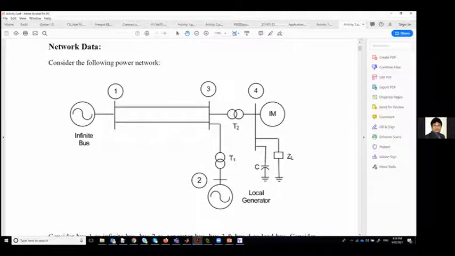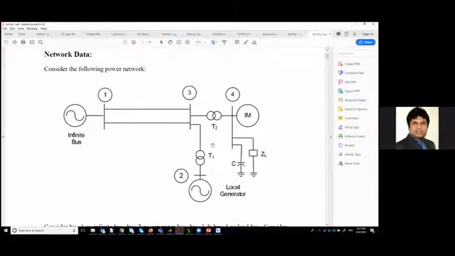If you look, this is a 4-bus system again. Okay, bus 1, 2, 3, 4. So bus 1 is the infinite bus, bus 2 is the generator bus, bus 3 is another intermediate bus, and bus 4 is a load bus. And if you look, here 3 different types of loads are connected. One is a fixed shunt or shunt capacitor.